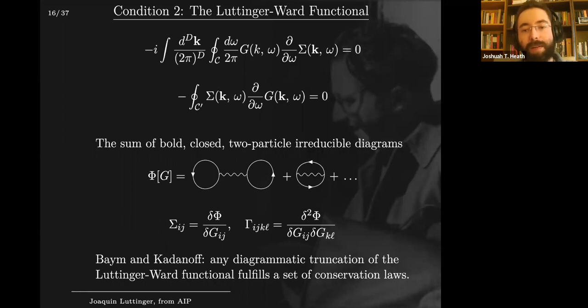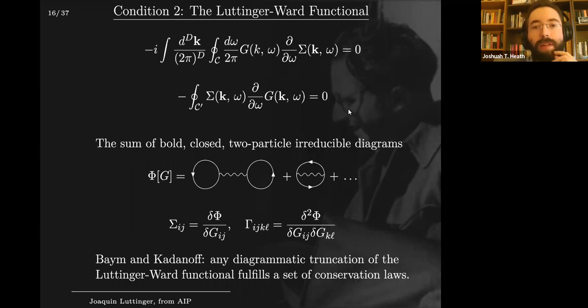Once again, this is talked about by Abrikosov, Gorkov, and Dzyaloshinskii. So what I want to emphasize here is that if you can write the self-energy in terms of this Luttinger-Ward functional, then this next part of the integral disappears. So a Luttinger-Ward functional has to exist for Luttinger's theorem to be applicable.